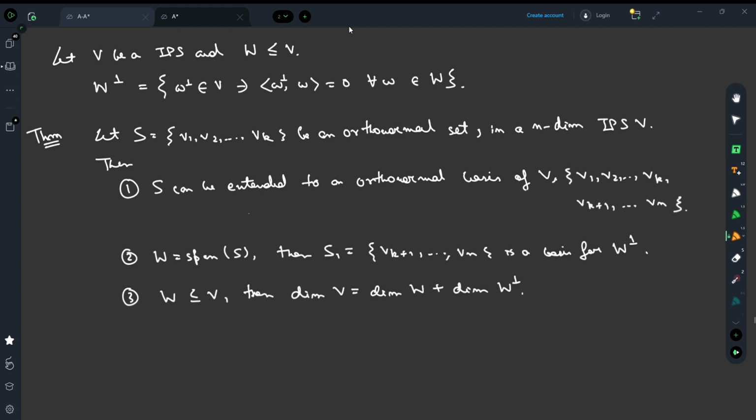Because what I can do is, if I can extend S to a basis, I'll do that, and then I'll use the Gram-Schmidt orthogonalization process to orthogonalize the vectors in the basis to form an orthogonal basis. Since the vectors v1 till vk are already orthogonal, even after the Gram-Schmidt orthogonalization, v1 till vk are still in the orthogonal basis which we achieve.